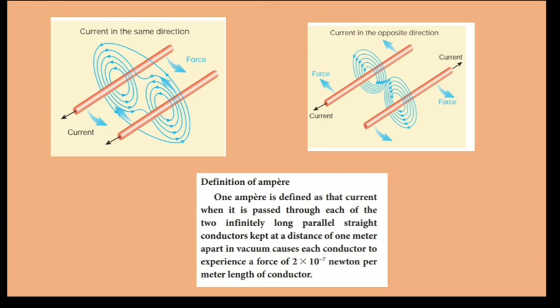Definition of ampere. One ampere is defined as that constant current which, when passed through each of two infinitely long parallel straight conductors kept side by side parallelly at a distance of 1 meter apart in air or vacuum, causes each conductor to experience a force of 2 into 10 power minus 7 newton per meter length of conductor.